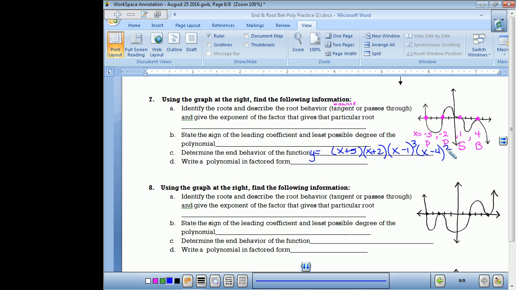Alright, so let's count. 2, 5, 6, 7. This is a 7th degree polynomial. And it rises to the left and falls to the right. So that has to have a negative leading coefficient, doesn't it? So what we need to do, because of the end behavior, is put that negative in there. Oh, I just wrote this on the wrong line. All of this should be on this line. Whoopsie.